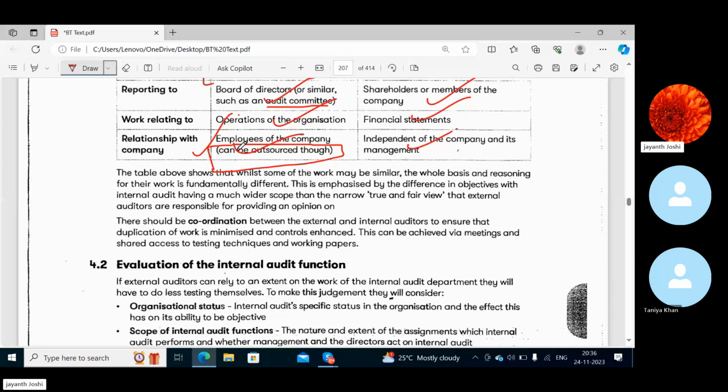So you have seen this and you yourself can decide how these are very important functionalities. The objective is the same, that true and fair view should be seen, and for that only the external auditors are giving an opinion, right? There should be coordination between the internal and external auditors to ensure that duplication of work is minimized and controls enhanced. So similar work should not be done by them, and strong control should be there in the company. This can be achieved by meetings and shared access to testing techniques and working papers.